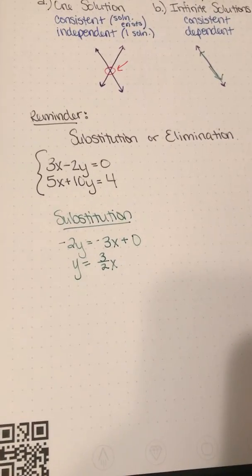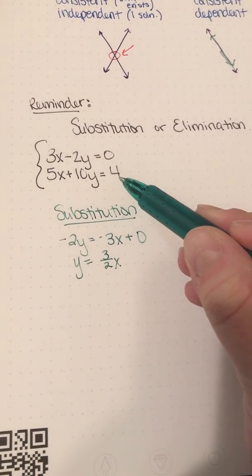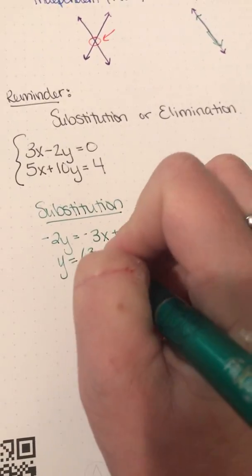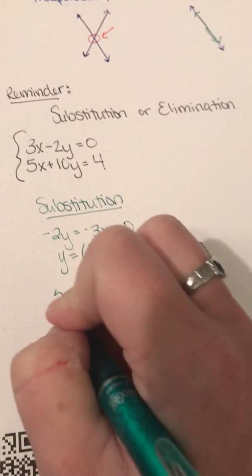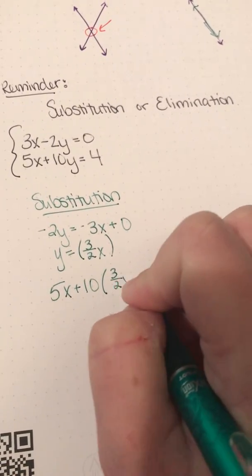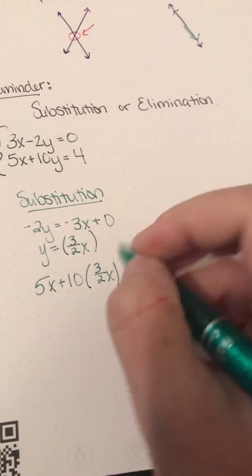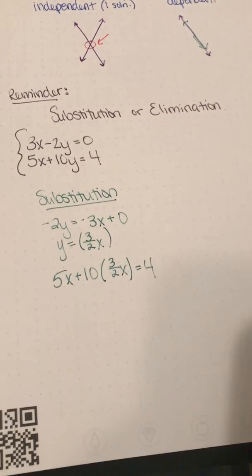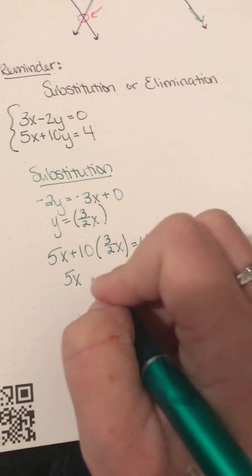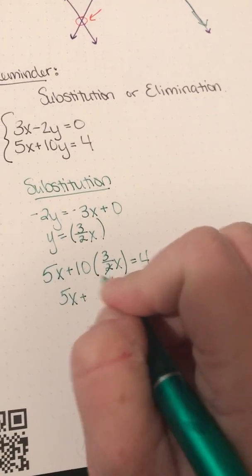Okay, once you isolate the variable, you then go to the second equation and substitute it in. We know that y is equivalent to 3/2 x, so I'm going to say that 5x plus 10 times 3/2 x, because I'm just substituting in for y, is equal to 4. Hopefully you guys are like, yeah. If not, you're welcome for this fantastic review. So then we have plus, these 2 can reduce.